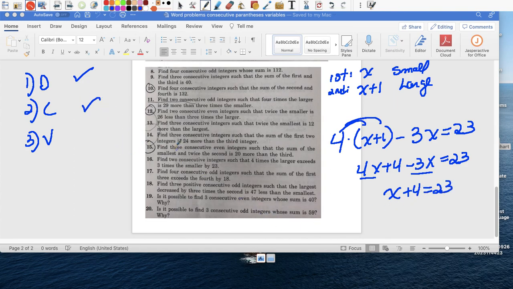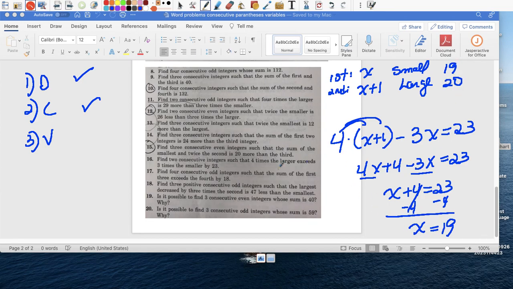Combine is done. Are there variables on both sides? No, in this one I don't even have to worry about that one. I'm left with a very simple one-step equation. So solve this. I'm going to subtract 4 from the left side and subtract 4 from the right side, and I get that x equals 19. So my small number is 19 and the large one is 20.